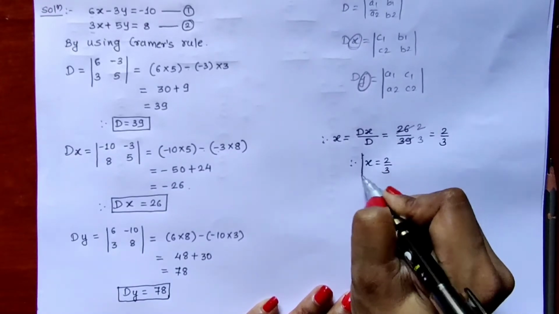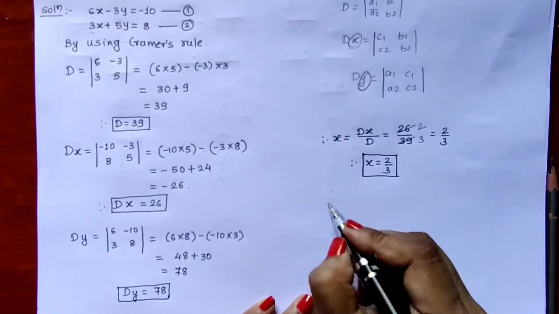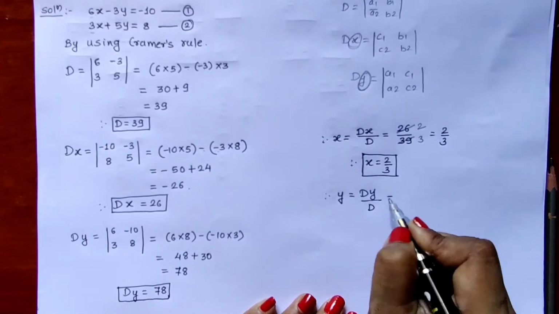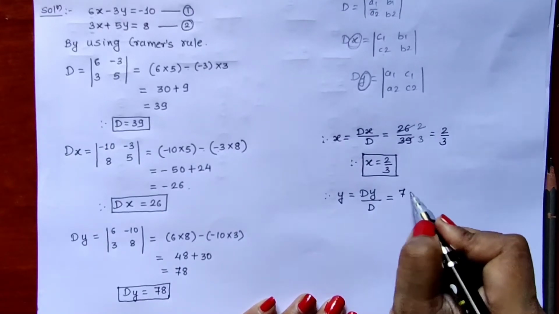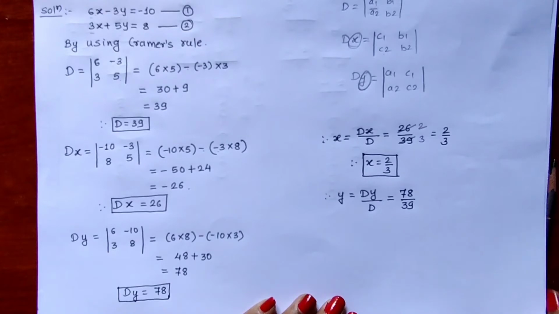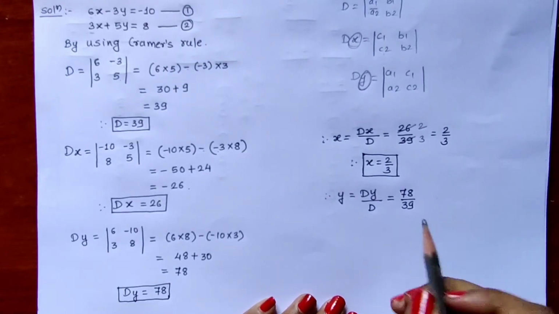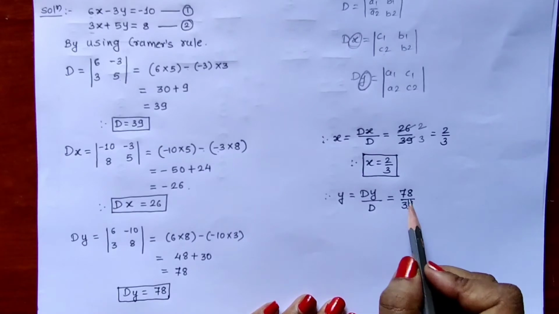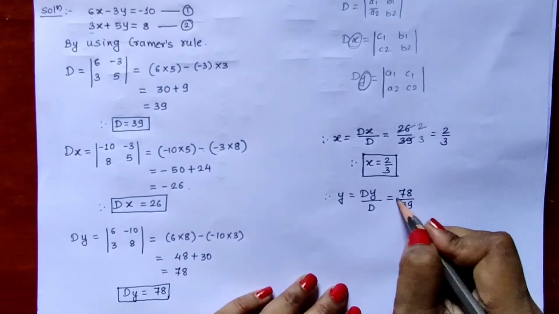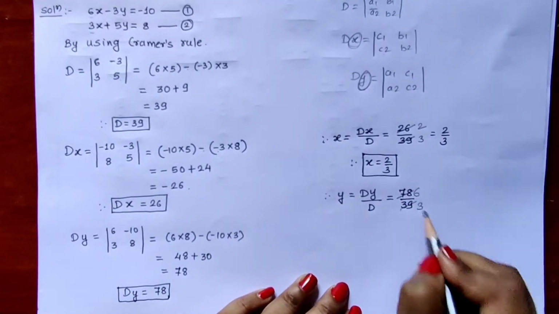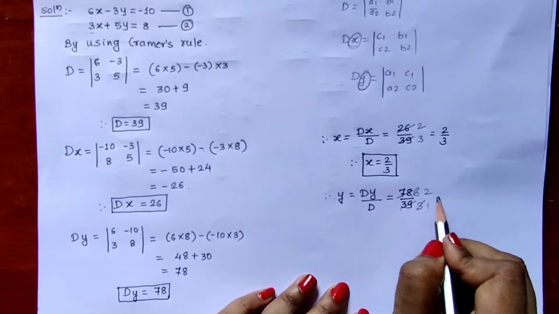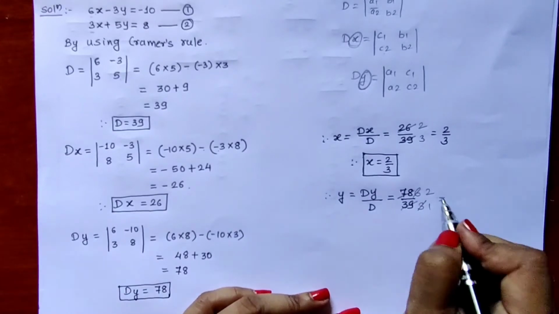Now let us get the value for y. Y is equal to dy upon d. Y formula is dy upon d. dy is 78 and d is 39. Again both these numbers are divisible by 13. 39 is divisible by 13, correct, and 78 is also in the table of 13. 13 6s are 78, 13 3s are 39. Again 6 and 3 are divisible by 3, 3 1s are 3 and 3 2s are 6. So we are getting answer as 2.